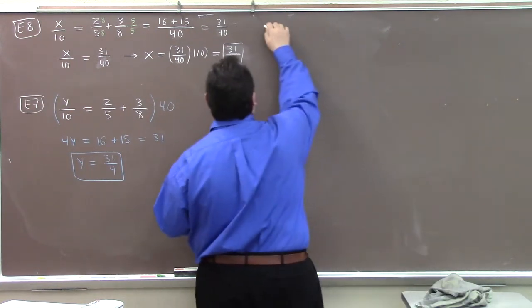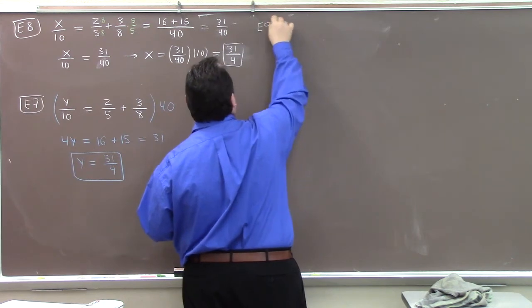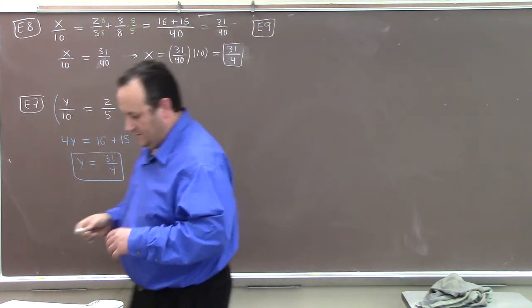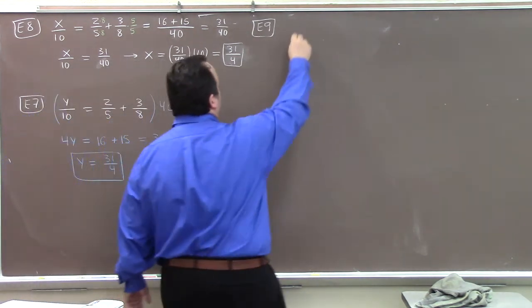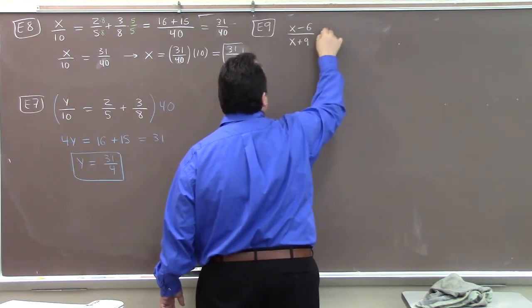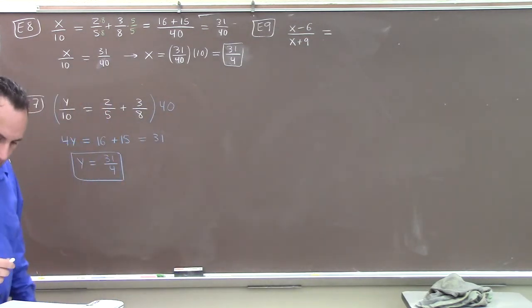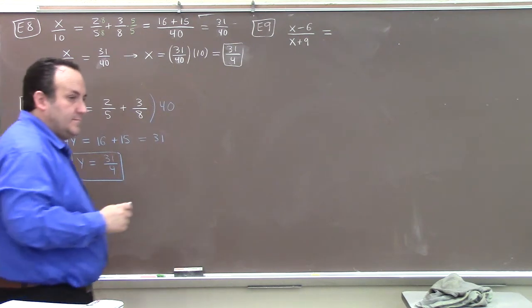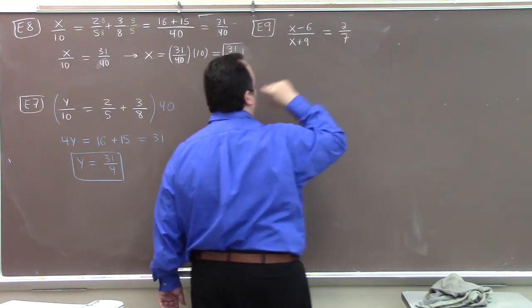All right, so example 9. Let's solve something a little bit more interesting. x minus 6 over x plus 9 equals 2/7. How do we solve this?